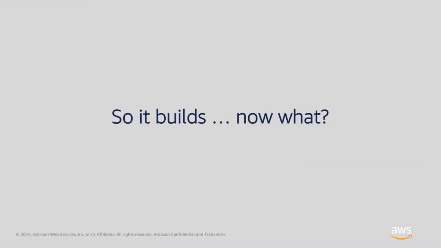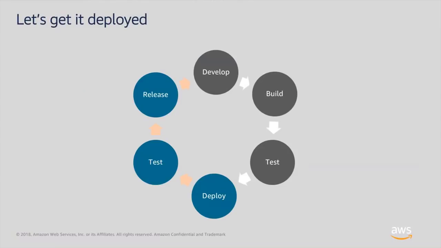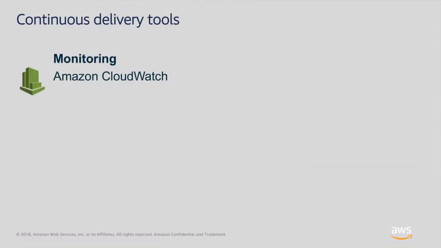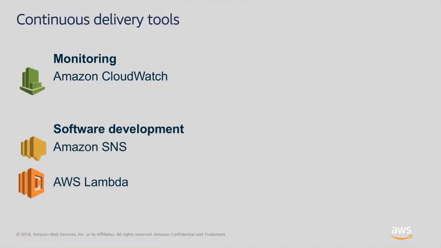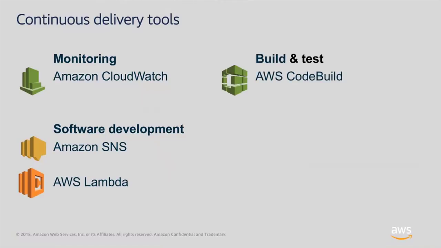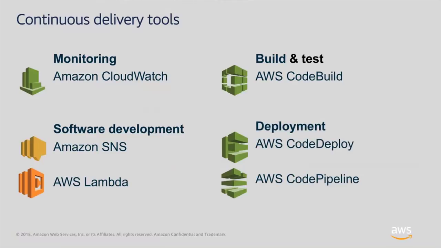So it builds. Now what? What do we do? Well, let's talk about getting it deployed. So moving on from the CI process, we're going to go into the deploy, test, and release process. And so some of the tools that we're going to focus on today, for the sake of this example, are Amazon CloudWatch for monitoring. We're going to use Amazon SNS and AWS Lambda for software development. We're going to use AWS CodeBuild for build and test. And then we're going to introduce CodePipeline for this portion of it. And so the idea is we're going to evolve our CI process to include CodePipeline for this portion. And we're going to use CodeDeploy to help actually get it deployed to our environments.